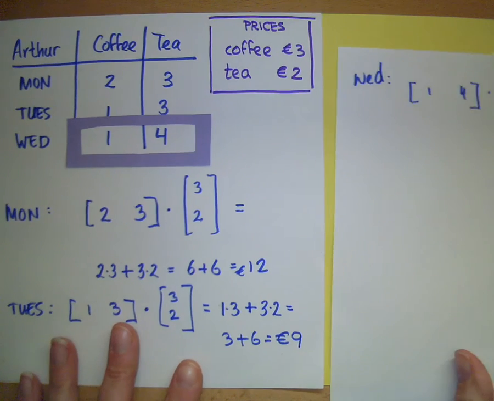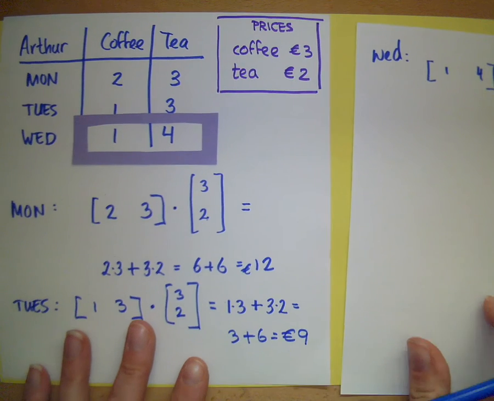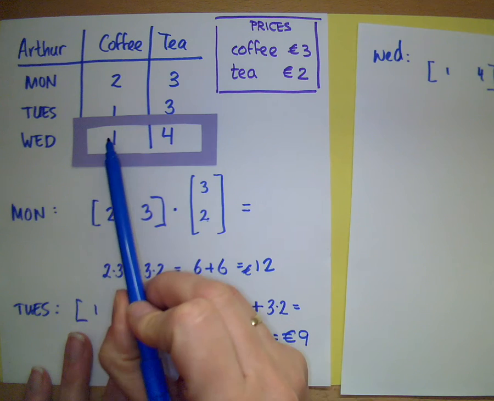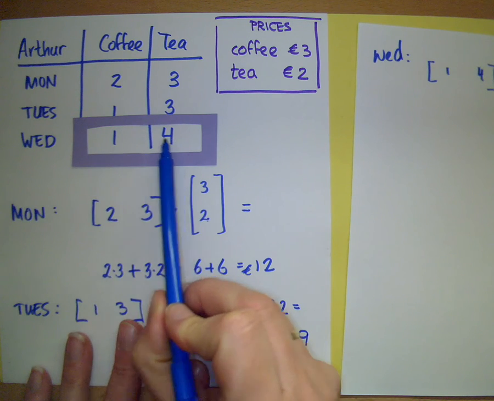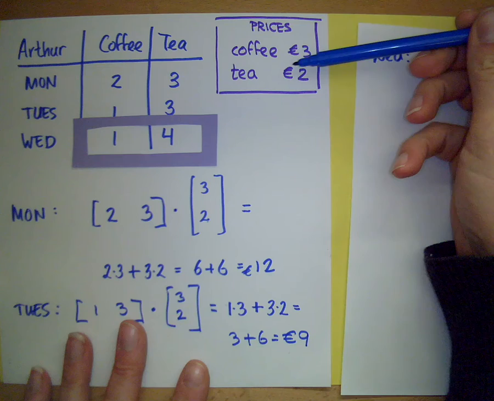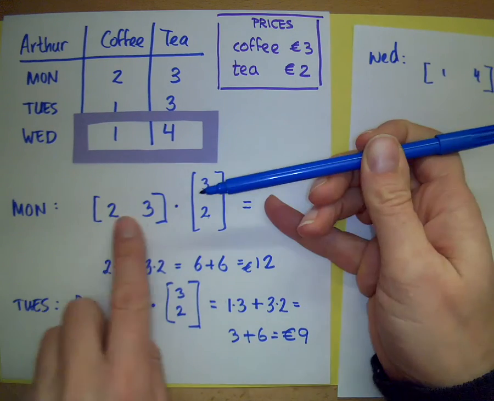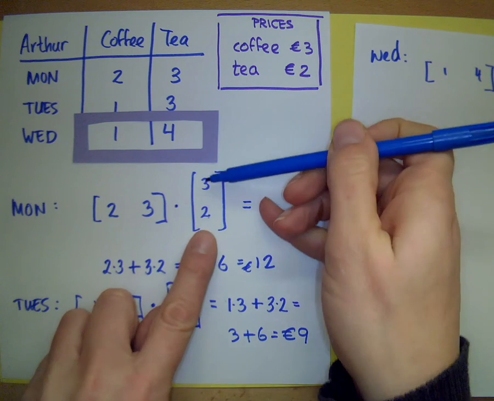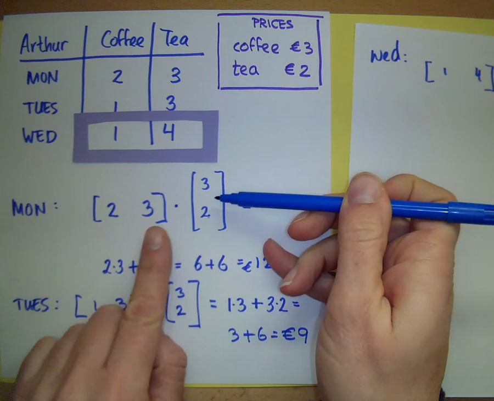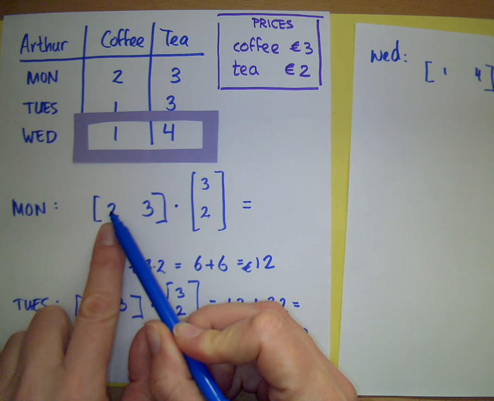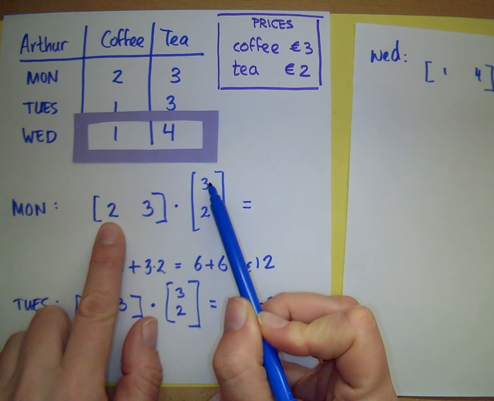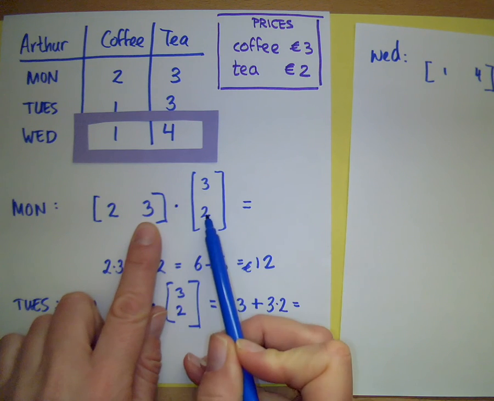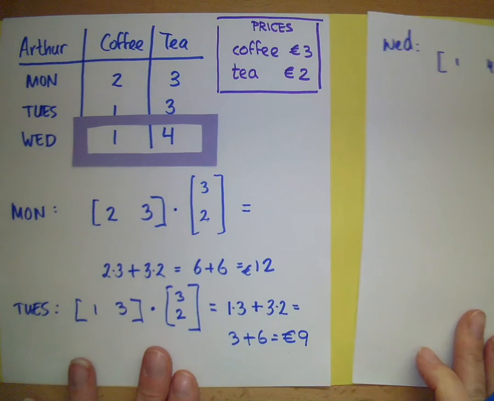So whenever the sizes match up, like there are 2 things in each row here, there are 2 things in each column here, when these sizes are the same, the first one's a row, the second one's a column, we can multiply them. We take the first number in the row times the first number in the column, plus the second number in the row times the second number in the column. And that's all there is to it.